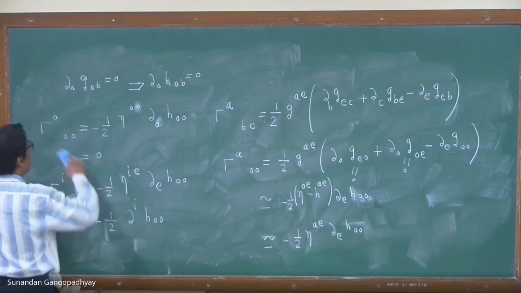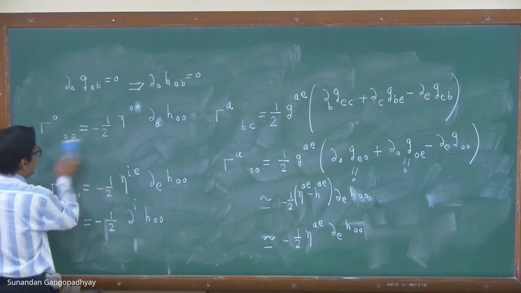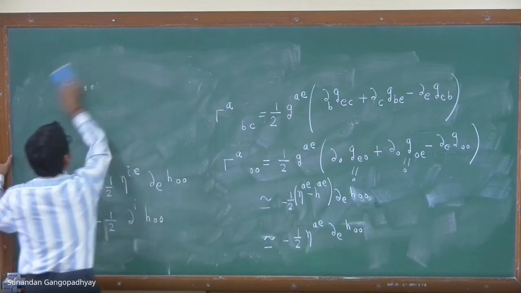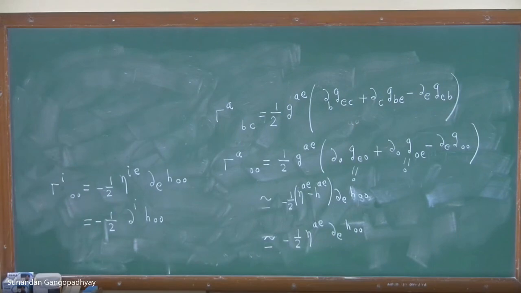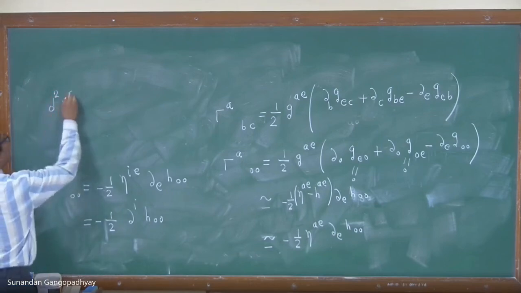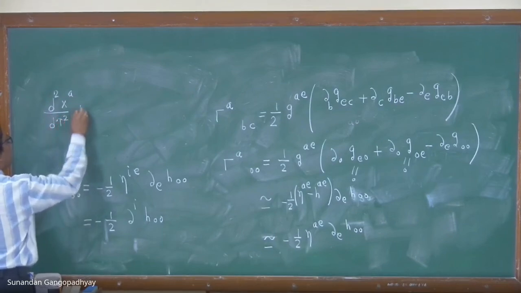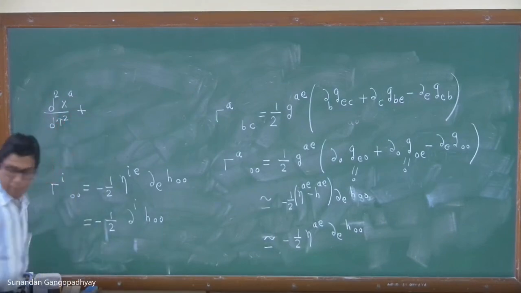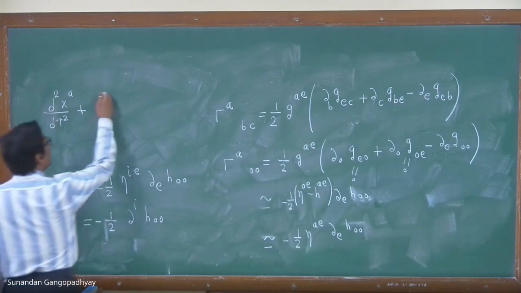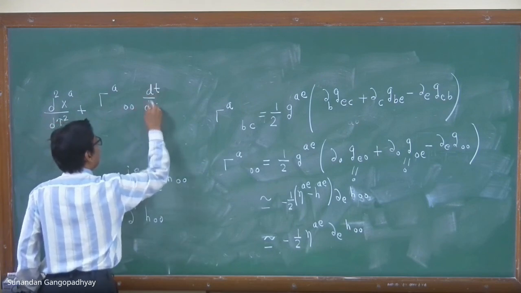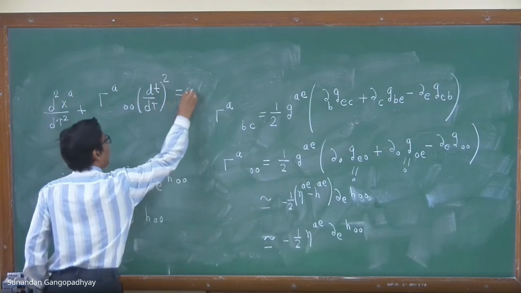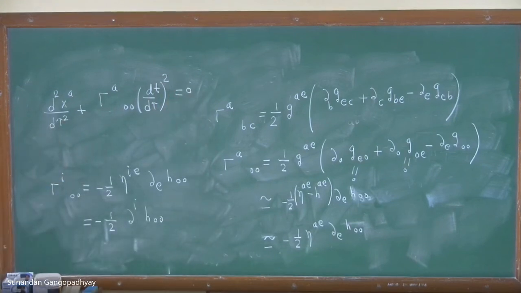Now we have all the components in our hands. Remember that gamma 000 is 0, so I am rubbing this out. You don't need this one. The only non-trivial gamma is this, which is non-zero. So if we have this, let us go back to the geodesic equation. What was the geodesic equation? d2x^A/d tau 2. Under the non-relativistic approximation, we had shown that the geodesic equation is this, with dt d tau whole square.